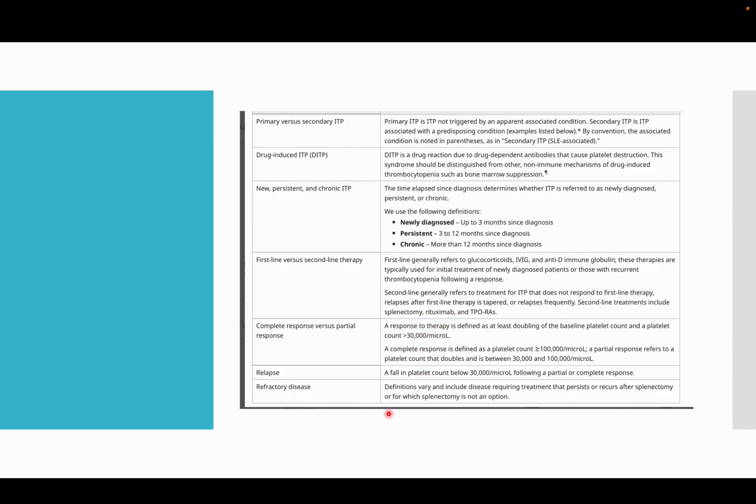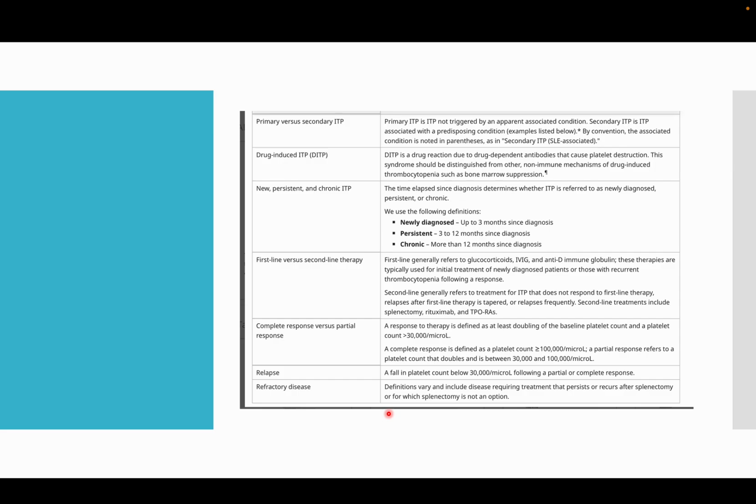So then is the complete response. How do you define a response? Generally, anyone with less than 30,000, you start the treatment in the case of ITP. Anything more than 30,000 without bleeding manifestation, generally give a wait and watch approach or manage symptomatically. Any response is defined as any doubling of platelet count.